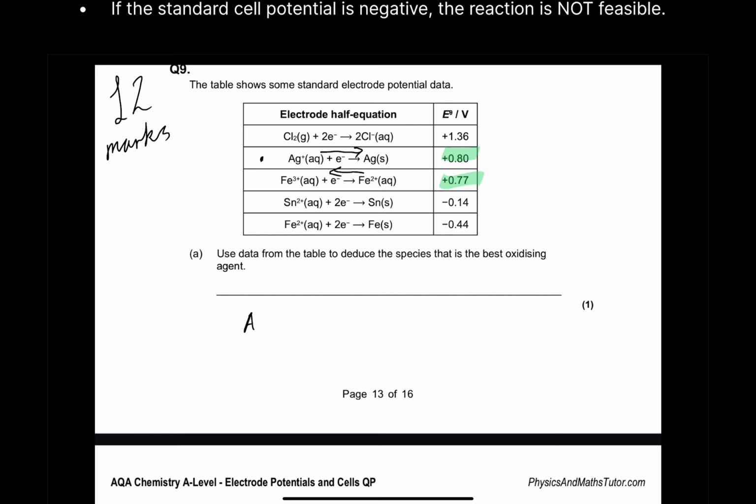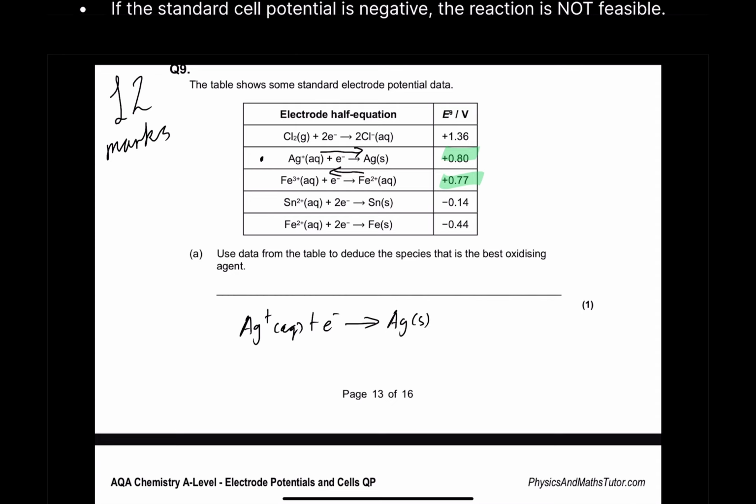The full equation would be Ag+, so the one that's being reduced, plus the one that's being oxidized, right? Now, you know what? I'll write them out as two half equations, so it makes it even easier for you to see what I'm trying to talk about here, right? So let's say Ag+, which is aqueous, plus an electron goes to form Ag solid, right?